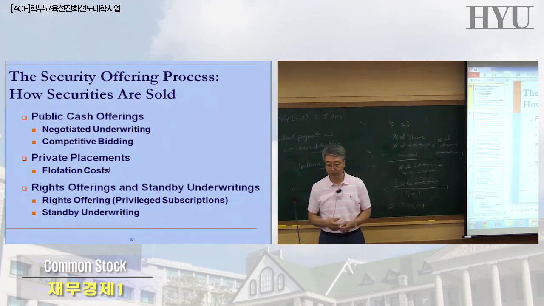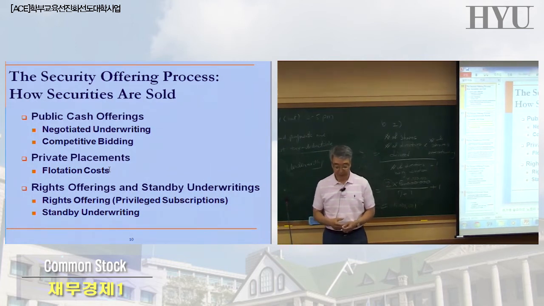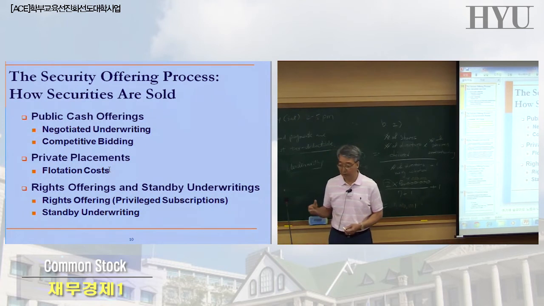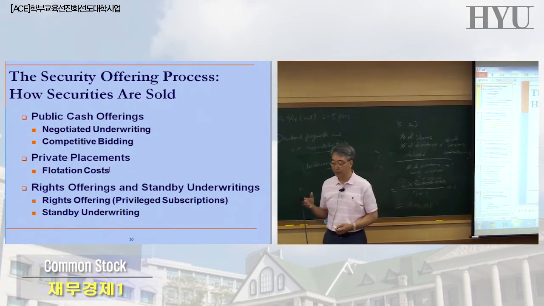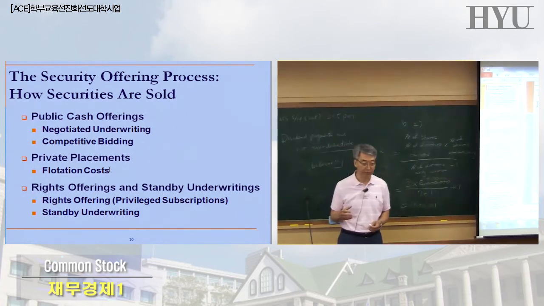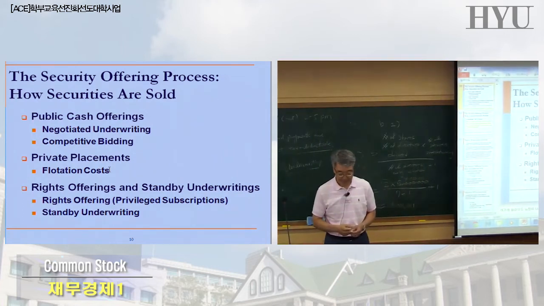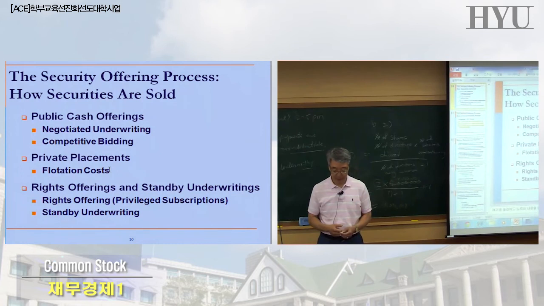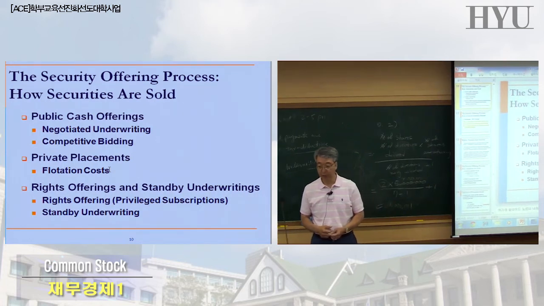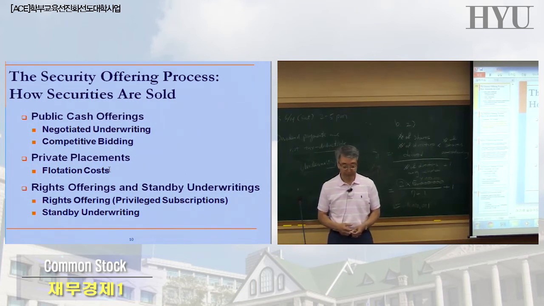And of course, the investment banker will get a fee, an underwriting fee. So that's the idea of negotiated underwriting. Underwriting means the investment banker will purchase the entire issuance of the stocks or bonds from the company, and they will try to sell them to the investors. That's the first type of public cash offering. In most cases, large private corporations will go with negotiated underwriting.